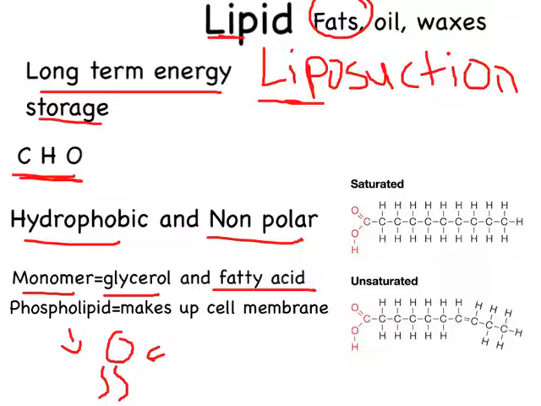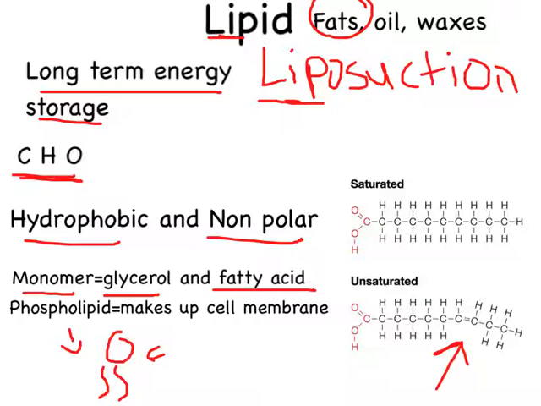Right, you probably said, well, the unsaturated has an equal sign. Well, that equal sign is actually called a double bond, all right? And that double bond causes a bend in the unsaturated fat. So the unsaturated, if it's bent, it's not going to be able to form a solid. It's going to stay a liquid, all right?